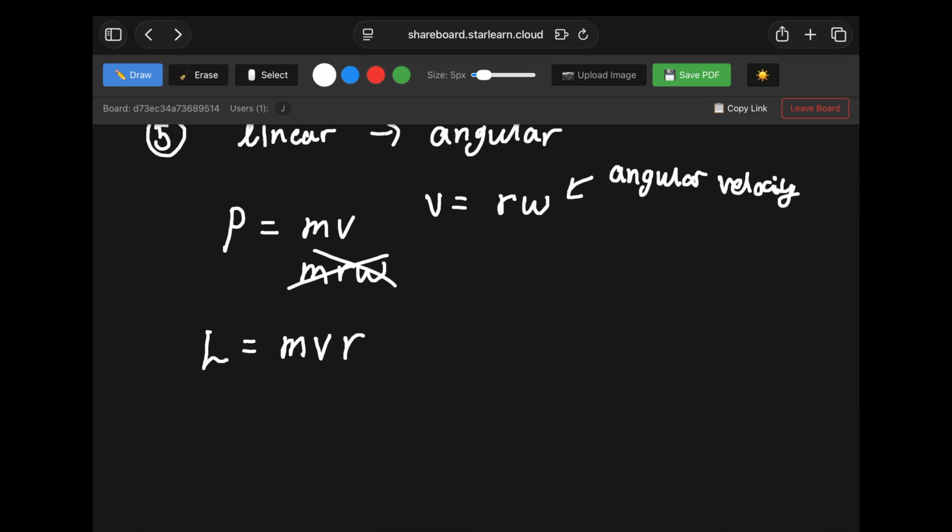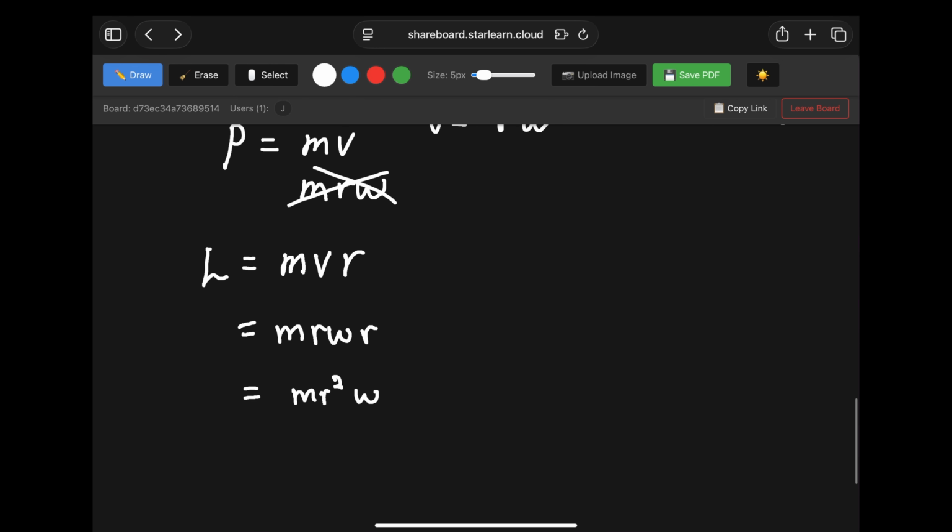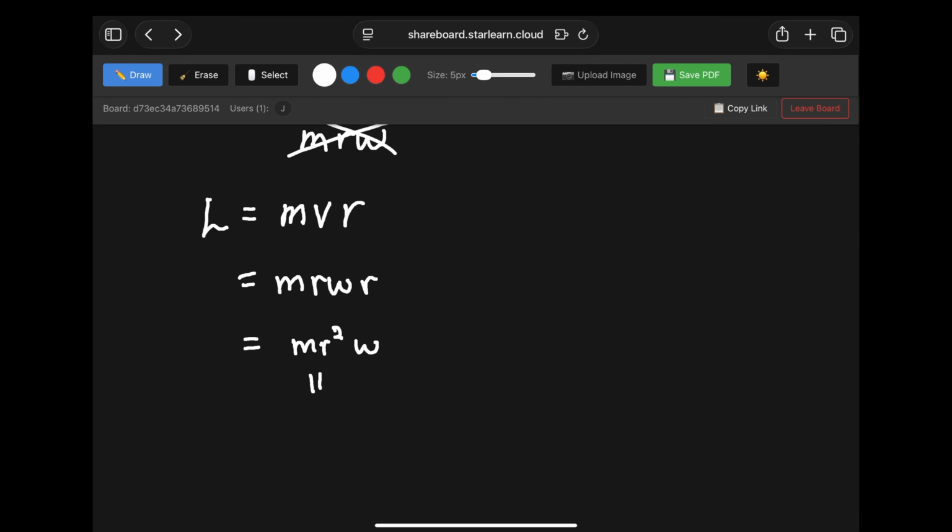So if we're using this equation to start off with, we actually have m r omega times r. So then we get mr squared times omega. And remember, mr squared is actually rotational inertia. So that's why we get L, angular momentum, is equal to inertia times omega.